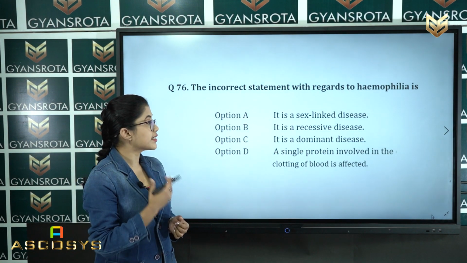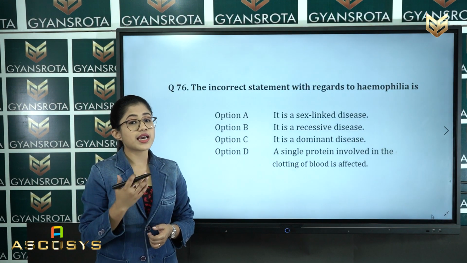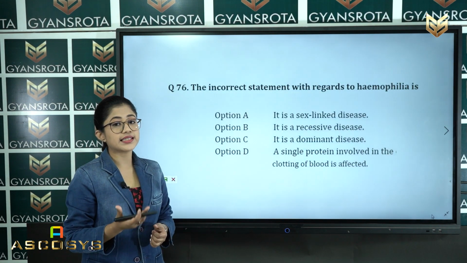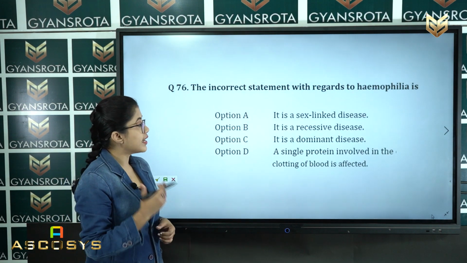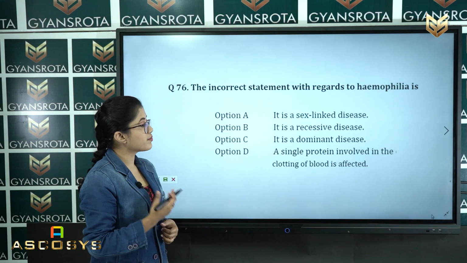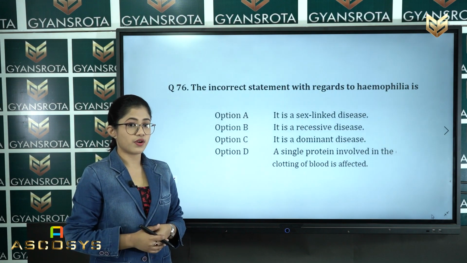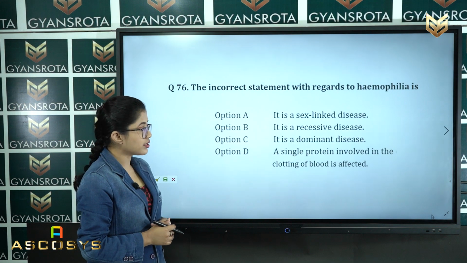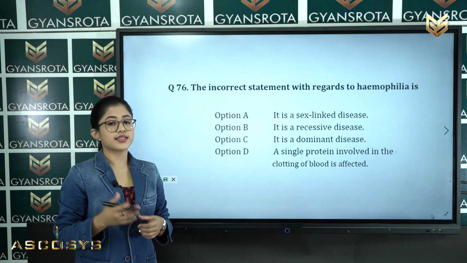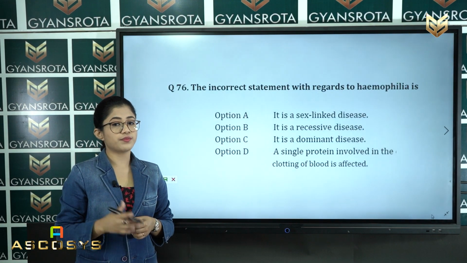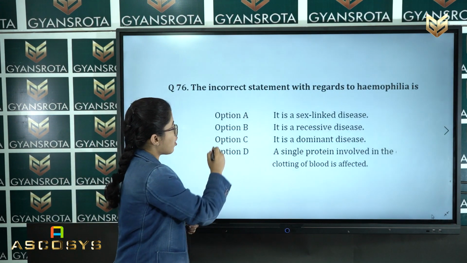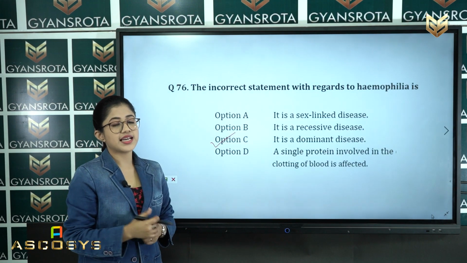You have to select the incorrect statement with regards to haemophilia. Now, in option number A, it is written that it is a sex-linked disease. That is a correct option. Next, it is a recessive disease. It is also correct. Next, in option number C, it is written that it is a dominant disease, which is absolutely incorrect because it is a recessive disease. Whereas in option number D, it is written a single protein which is involved in the clotting of blood is affected. That is also a correct statement. So, out of these 4 options, option number C is the incorrect statement and it is the correct answer for this question.